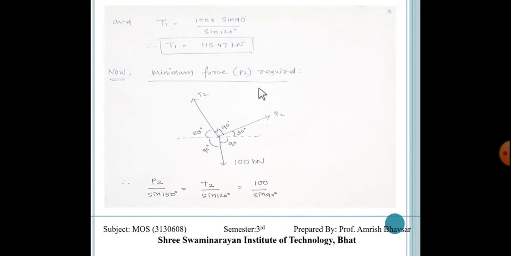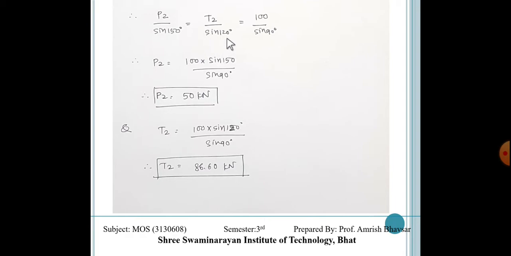Now the minimum force P required. For the minimum force we must maintain this angle at 90 degrees, right? So it is 60 degrees and this is 30 degrees. So again P2 upon sine 150 is equal to T2 upon sine 120 and 100 upon sine 90. So again we will get P2 and T2 with the help of two pairs.